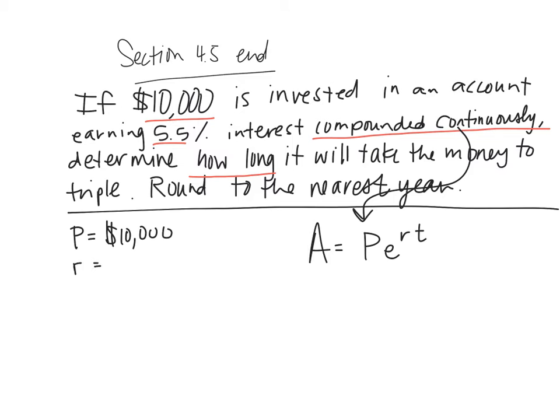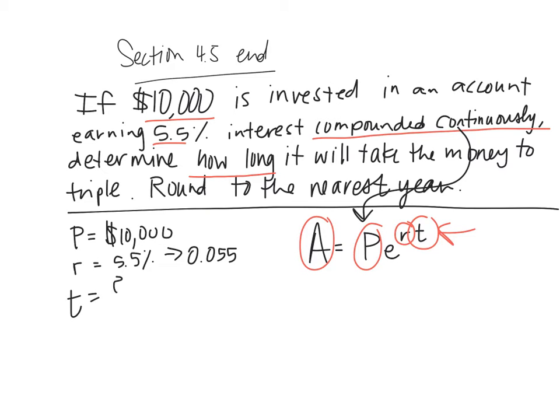R is my rate, 5.5%, which I'm going to write as a decimal, 0.055. So that means that I have two letters left out. I have A and I have T. Now I need to figure out either A or T. Well, the question is looking for how long. So T is what I'm solving for. So T is equal to question mark, question mark. That's what I need to figure out.